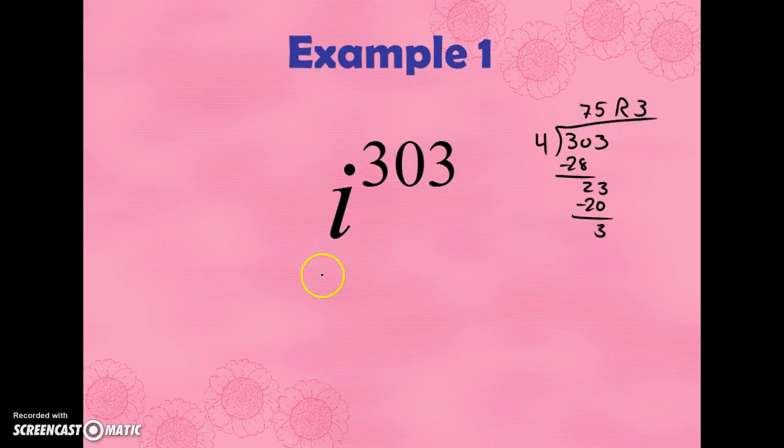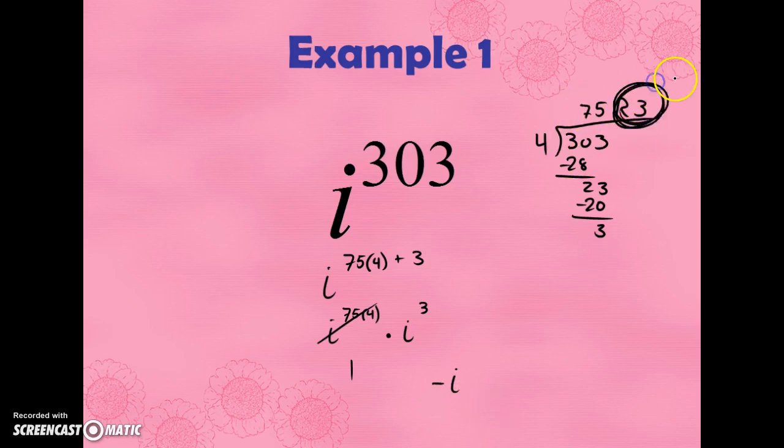That means that we could rewrite this as i to the 75 times 4 plus 3. Now, because of our exponent laws, i to the 75 times 4 could split out, and we'll say times i to the 3rd. This all is just 1, because i to the 4th, whether it's once or 75 times, is all just 1. And i cubed we know is negative i. So really, once you do this division, this remainder is just a new exponent of i. So this whole big mess is the same thing as i cubed.